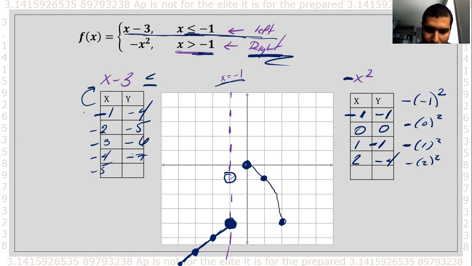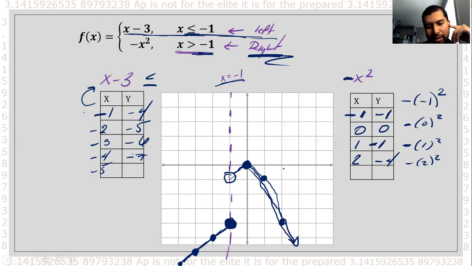And I should have seen it sooner because it's a parabola that's been reflected. So it should have been a sad face parabola like that. And it just keeps on going this way. Awesome. So that's another example of a piecewise function.